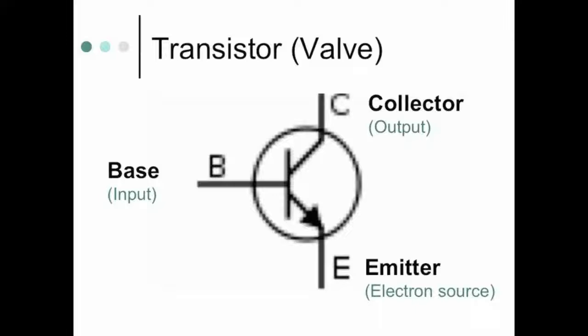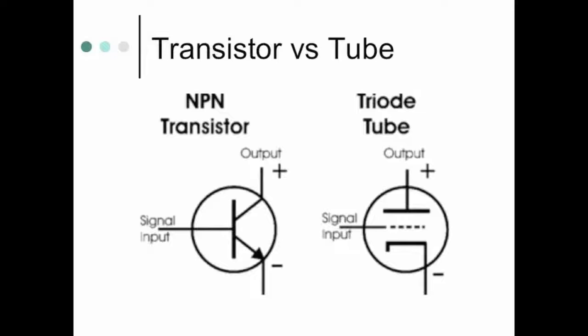So instead of using cathode, anode, and grid or screen, they use base, collector, and emitter. Emitter emits electrons, collector collects electrons, base controls the electron flow. And there's a bunch of different types. It's basically the same concept. It's just now we're talking about solid state.